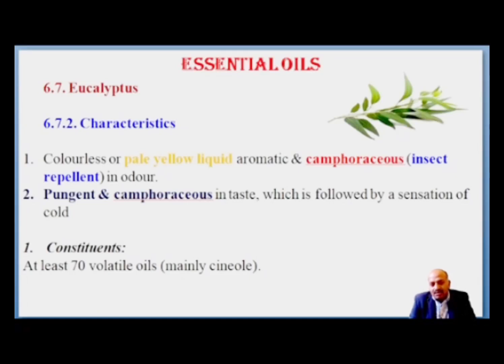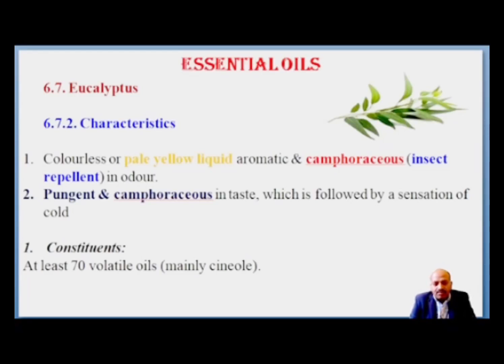Characteristics: colorless or pale yellow liquid. We can see sometimes the eucalyptus leaves may be green in color, but the oil that is produced will sometimes be colorless. And based on the variety or the different types of species, it may be a pale yellow liquid also, and it is aromatic, with a pungent smell.